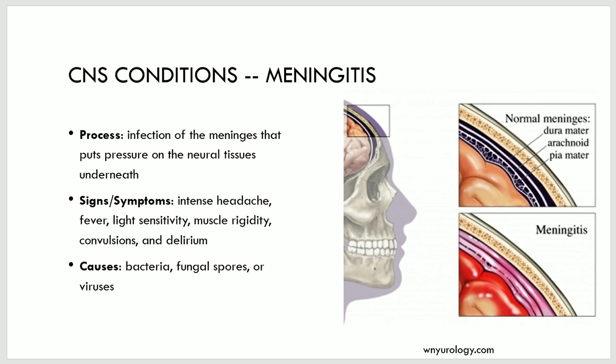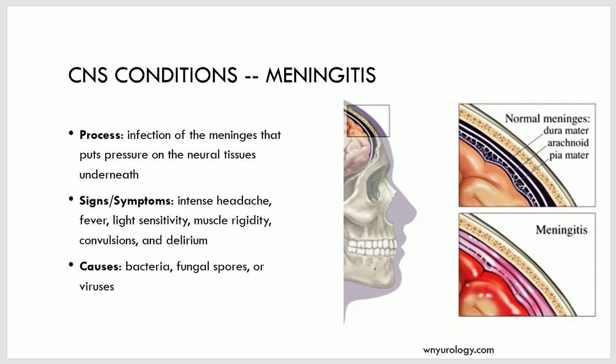Another condition, meningitis. So remember the normal meninges, remember the spaces, that epidural space, subdural, subarachnoid space, all between these layers of meninges. Well, when there's an infection of the meninges or inflammation, that's called meningitis, and you can see the swelling there. Okay, so this puts more pressure on the brain and spinal cord. So that's where the symptoms actually come from, that extra pressure against the brain and spinal cord.